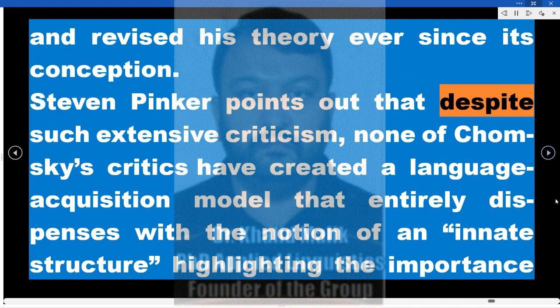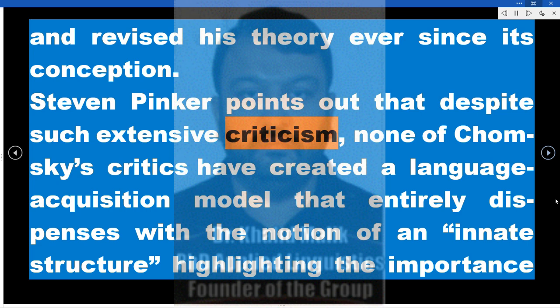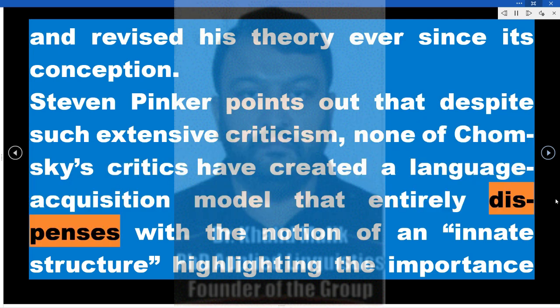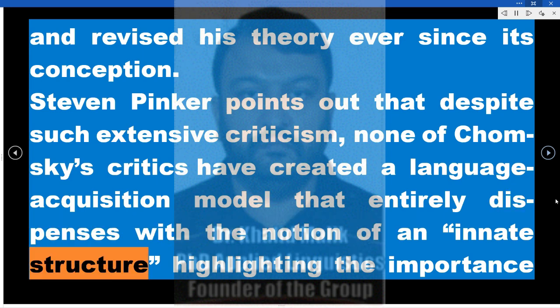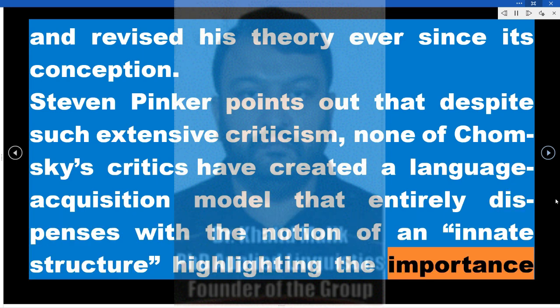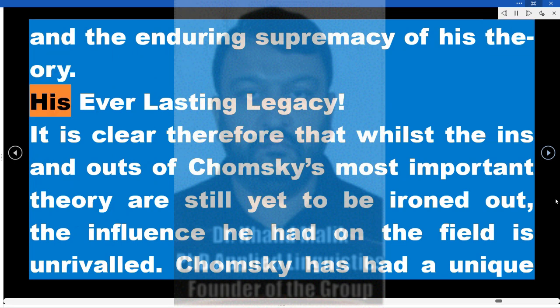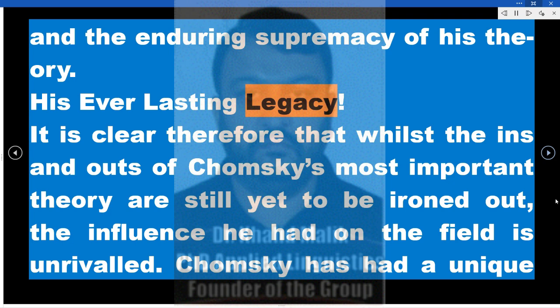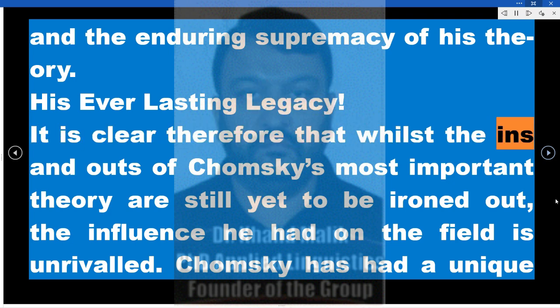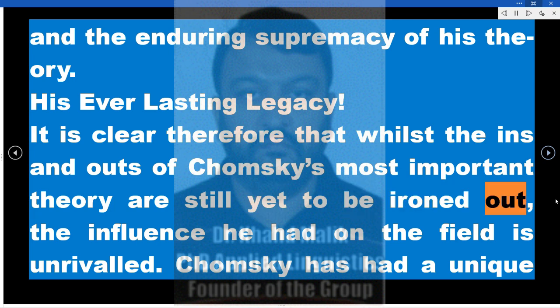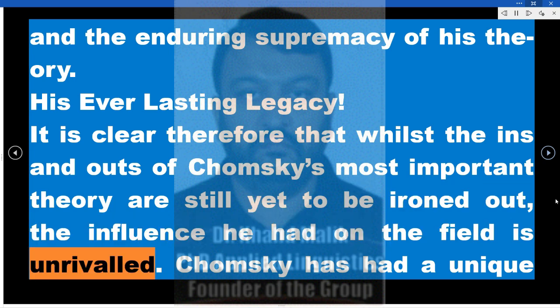Steven Pinker points out that despite such extensive criticism, none of Chomsky's critics have created a language acquisition model that entirely dispenses with the notion of an innate structure, highlighting the importance and the enduring supremacy of his theory. It is clear therefore that whilst the ins and outs of Chomsky's most important theory are still yet to be ironed out, the influence he had on the field is unrivaled.